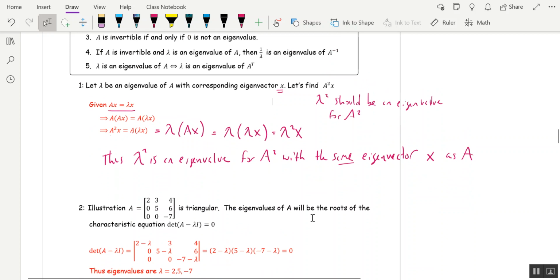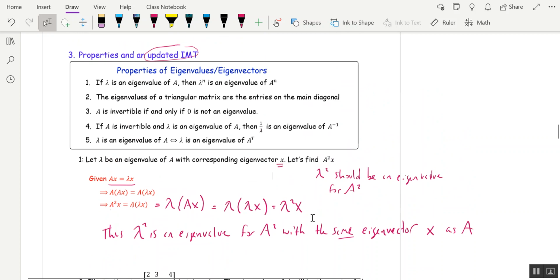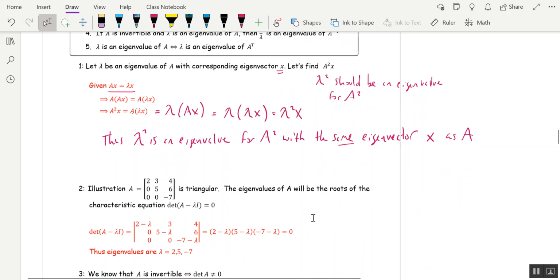Okay, next one. The eigenvalues of a triangular matrix are the entries on the main diagonal. So here's an example. We've got a triangular matrix here, upper triangular, so 0 is below the main diagonal. The eigenvalues are going to be the roots of the characteristic equation. And the characteristic equation is the determinant of A minus lambda I equals 0. That was property 3, the summary number 3 that I mentioned on the first or second page. So we want to solve determinant A minus lambda I equals 0.